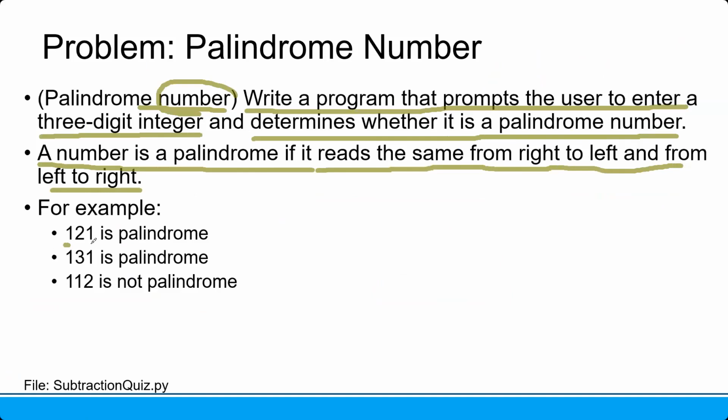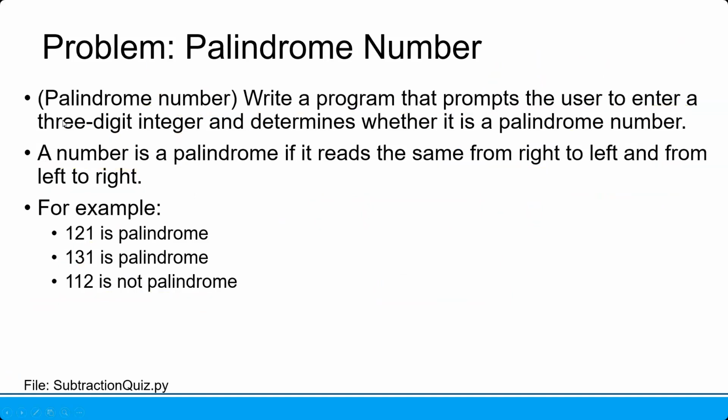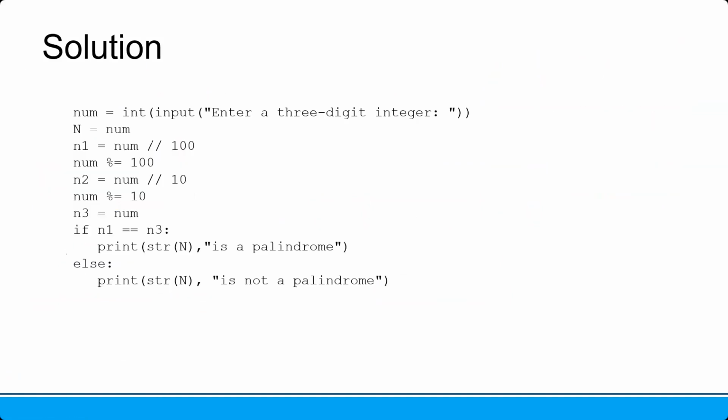So 121 is a palindrome because from the left we have 1, 2, and 1. From the right we also have 1, 2, and 1. 131 is a palindrome. 112 is not a palindrome. Okay. So how can we make this one? I will give you the solution. So let's see.